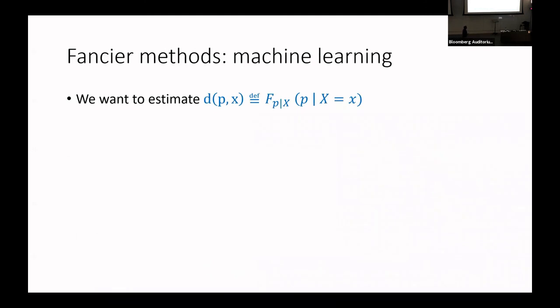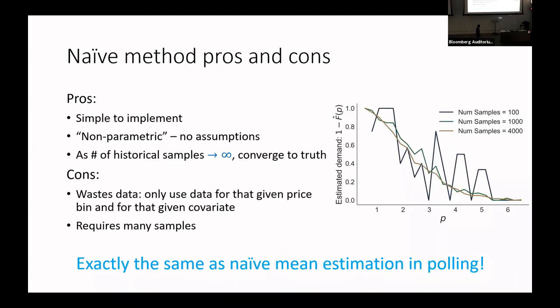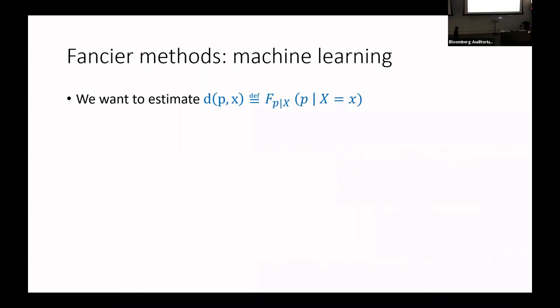Okay, but then under that view of the world, that this is basically the exact same as naive mean estimation, that should also tell you how to fix the downsides, right? We also had in class, we talked about a method in polling, and there's the exact equivalent method here. So what do we want to estimate? Let's say that we want to estimate the demand at price P given the covariates X. And so that's just what I'm going to use.